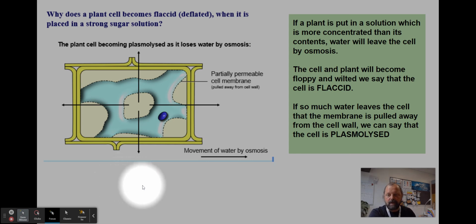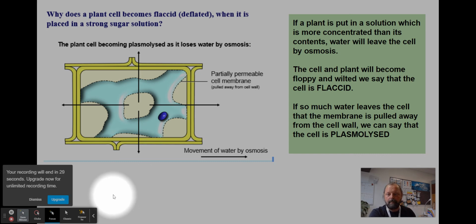In the case of animal cells, if water was moving into animal cells, for example, our blood cells, they would swell up, but because they don't have a cell wall, animal cells would burst. In other words, if we took some red blood cells and put them into some pure water, the cells would swell up, filling up with water by osmosis, and eventually they would burst.